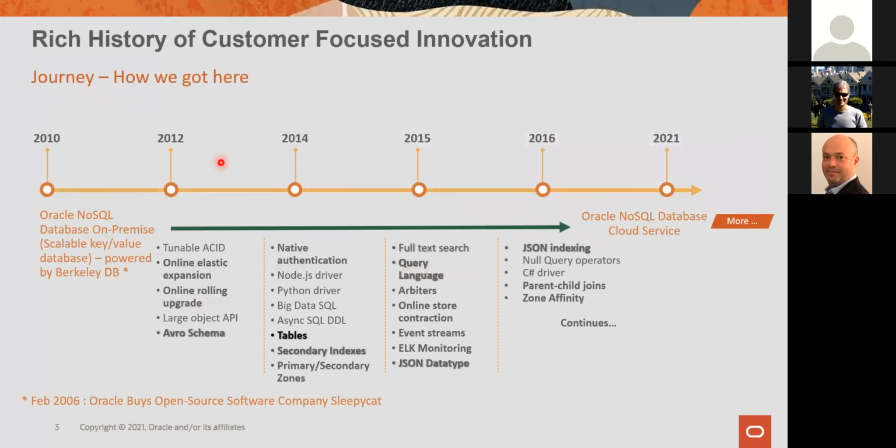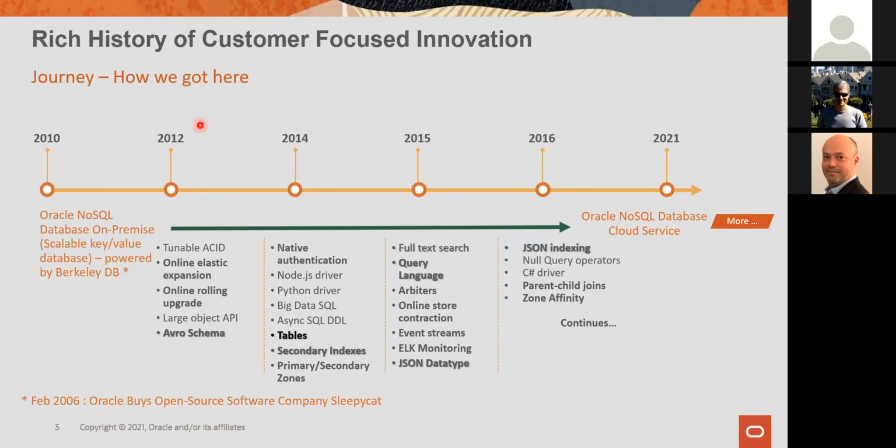First, in 2010, the project started to create a scalable key value database powered by Berkeley DB. In 2020, our focus is Oracle NoSQL Database Cloud Service. It doesn't mean that we are not working anymore on the software product. Of course we are working on the software product: to improve our cloud service, we need to improve our product, Oracle NoSQL Database, and we also need to improve Berkeley DB.